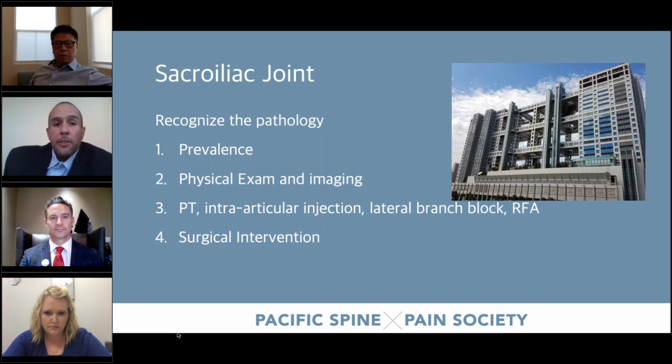And then, our current conservative treatments that we do a lot of, such as physical therapy, oral medications, a little discussion about intra-articular joint injections, as well as lateral branch blocks and potentially radiofrequency ablation. And then as that algorithm progresses, what do you do next in the surgical intervention?